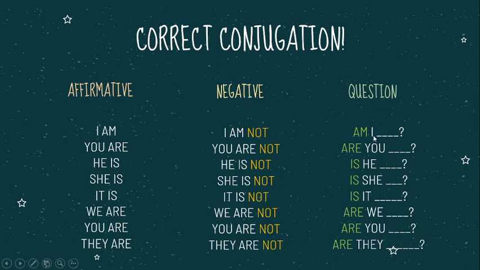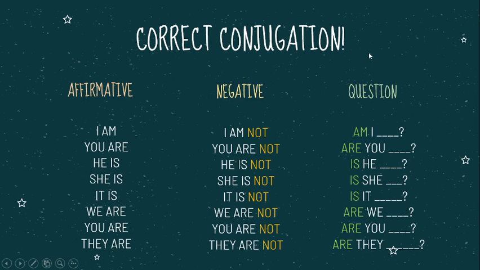In questions, what we do is switch the position between the subject and the verb. And the verb is going to take the initial position in the sentence. This happens when we make a question. And then in the pronunciation, we have this. Am I? Are you? Is he? Is she? Is it? Are we? Are you? And are they?